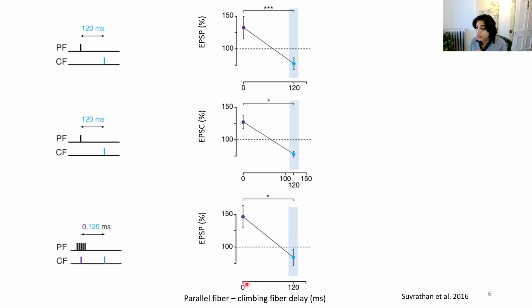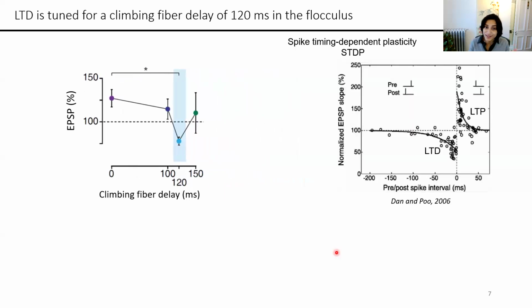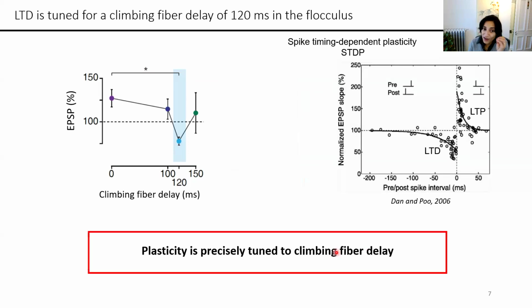And of course, what you're all wondering is just how precise is this? It's fairly precise. If you have on the x-axis the interval between the parallel and the climbing fiber, or the climbing fiber delay, you can see that plasticity is quite narrowly tuned, within a few tens of milliseconds, to a delay of 120 milliseconds for the cells in this circuit. That's on the order of spike timing dependent plasticity rules, just that they are tuned to the delay of the climbing fiber for this circuit and for the functions supported by this circuit.